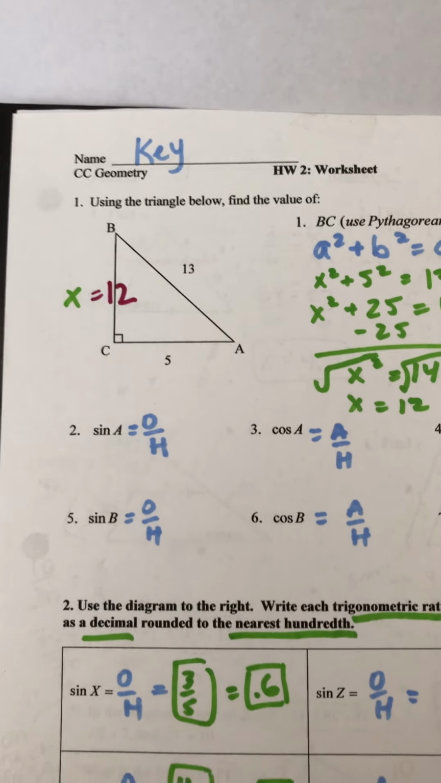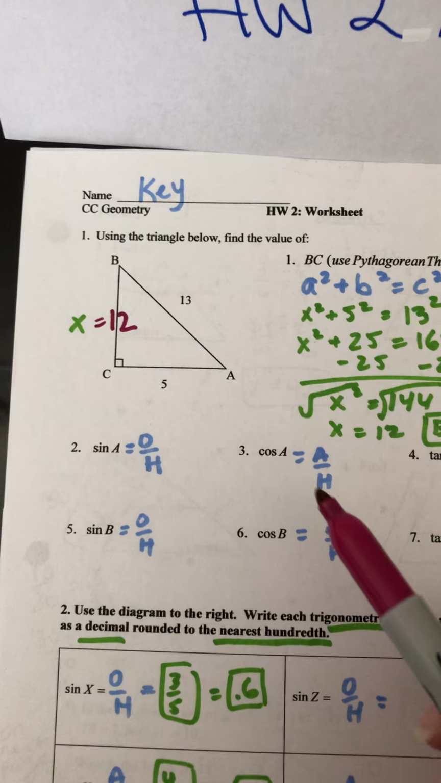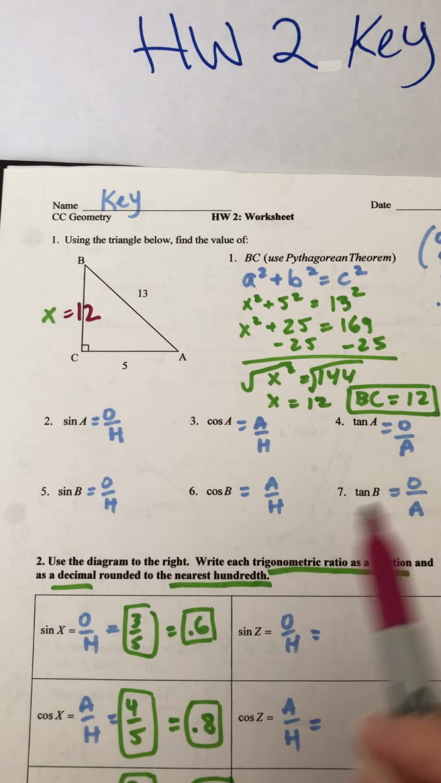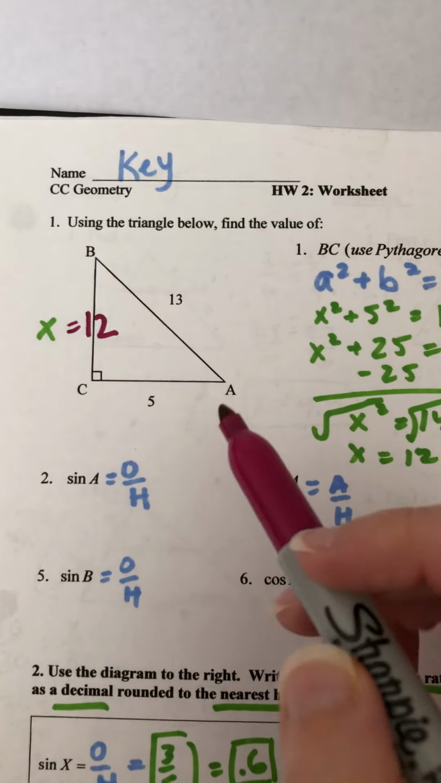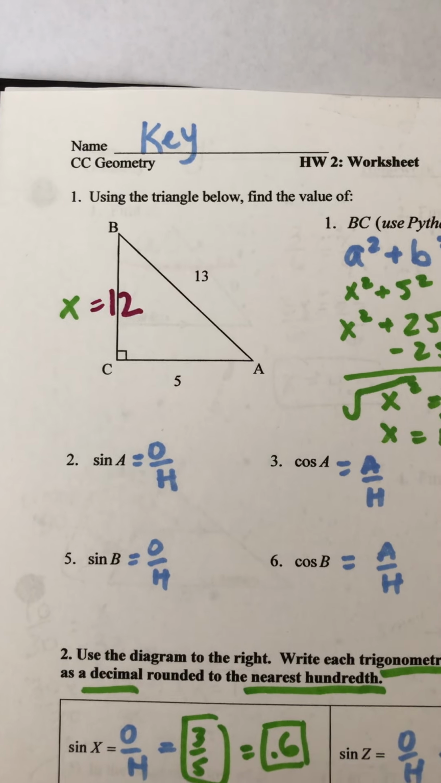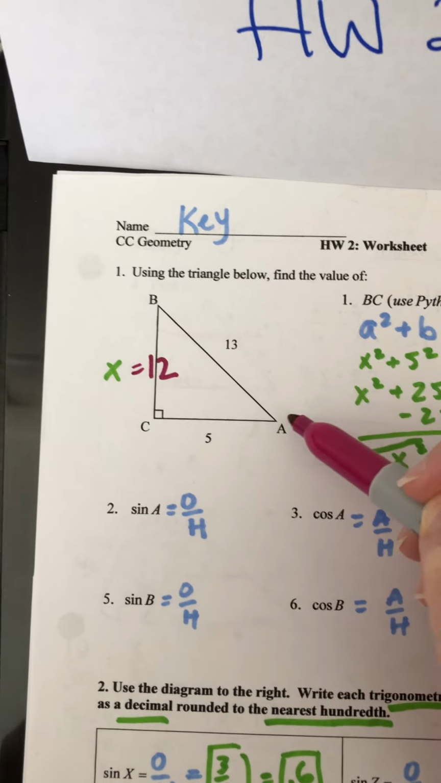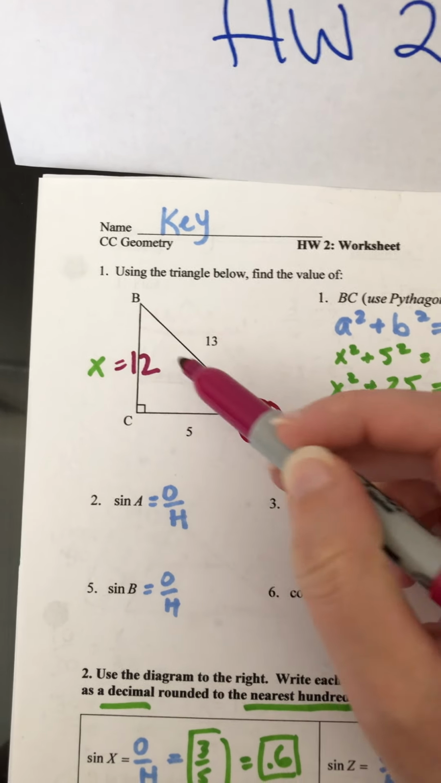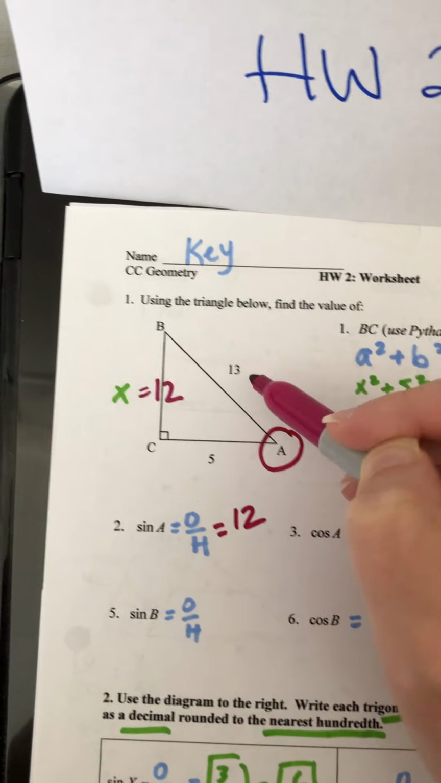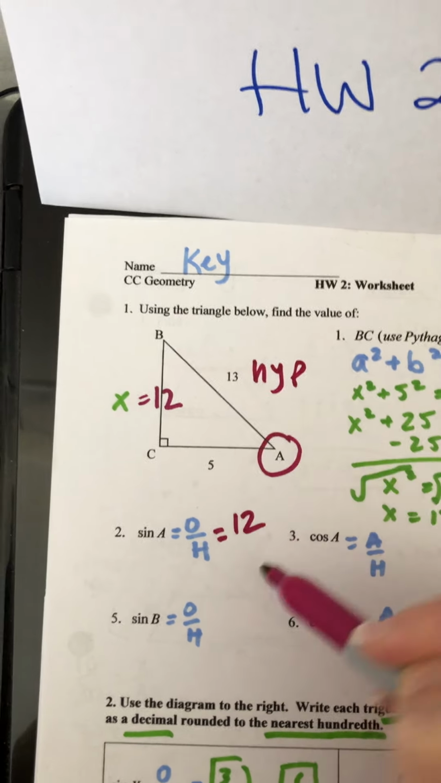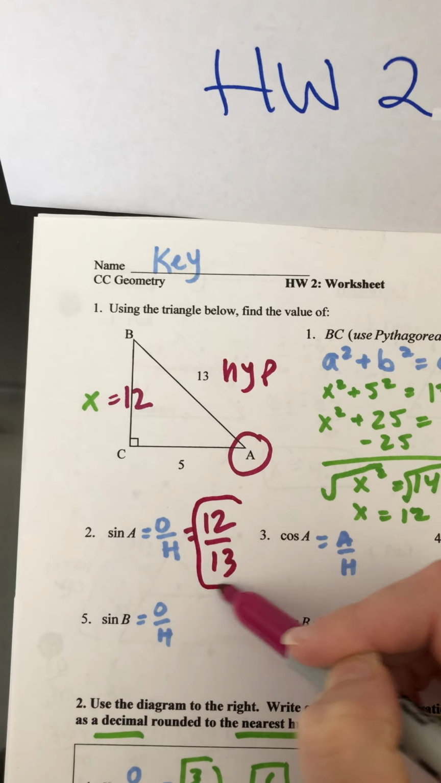Now we're going to find the ratio sine A. I've already put in what all the ratios are just to help us, but that's what you'd be thinking about when you do this homework yourself. Sine A, opposite over hypotenuse. So I go to A, I go opposite 12 over the hypotenuse of 13, and that's your answer.